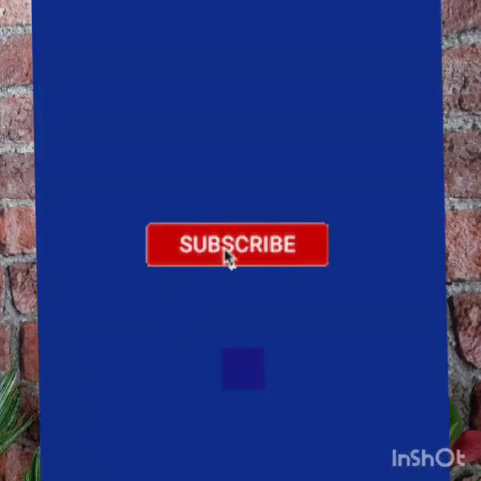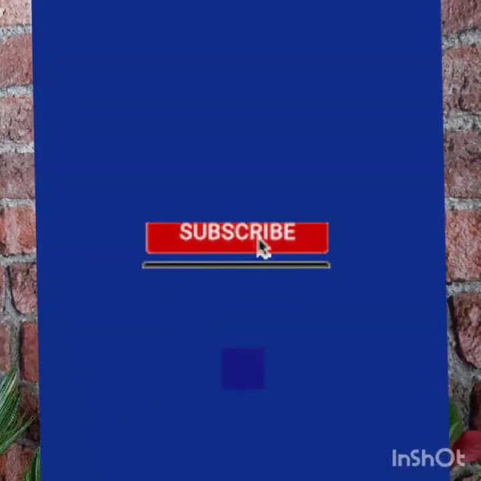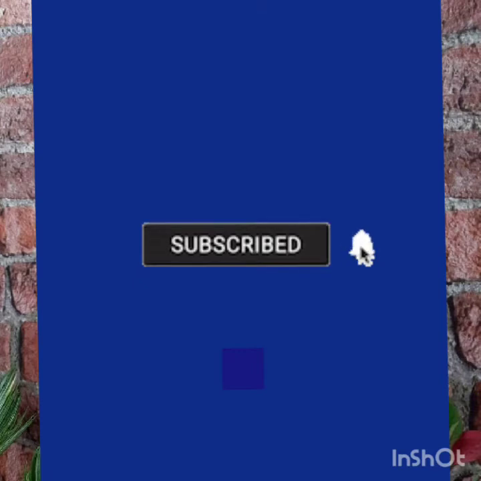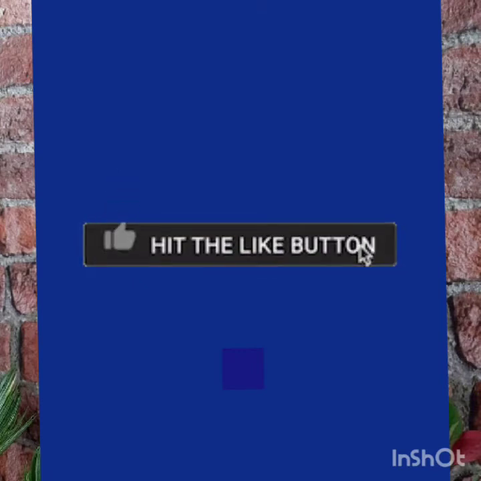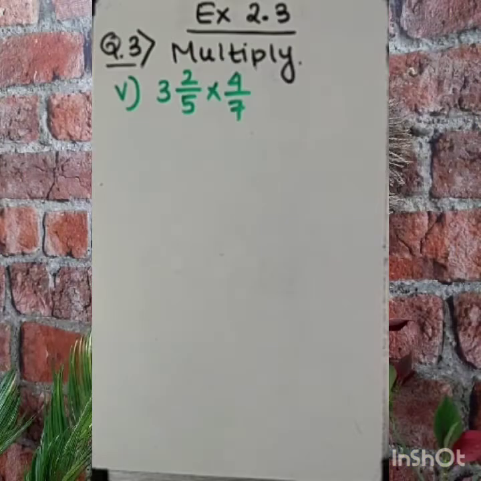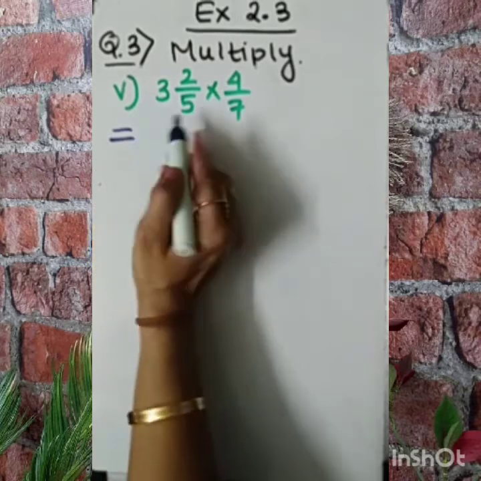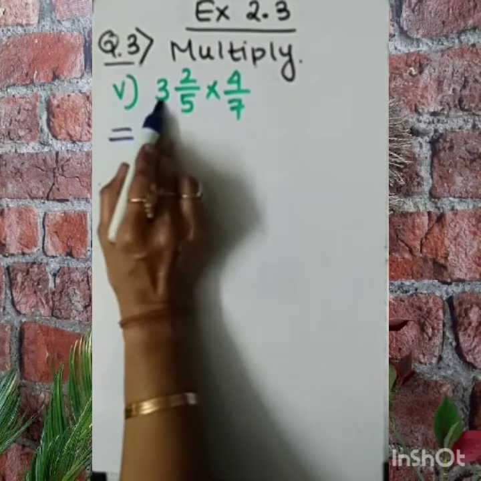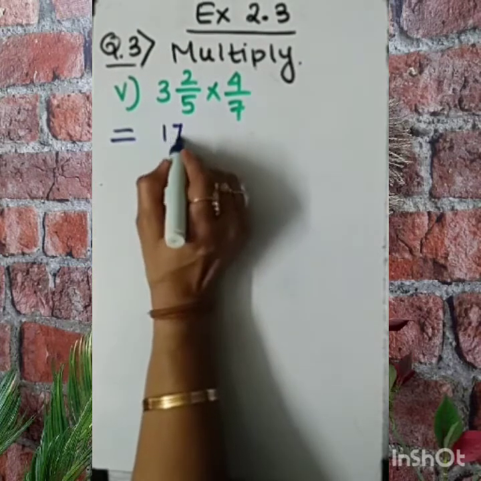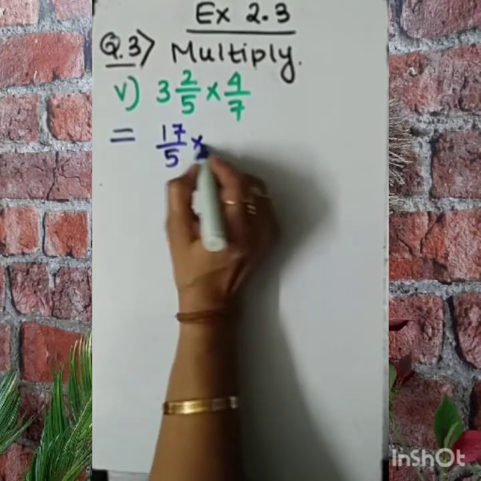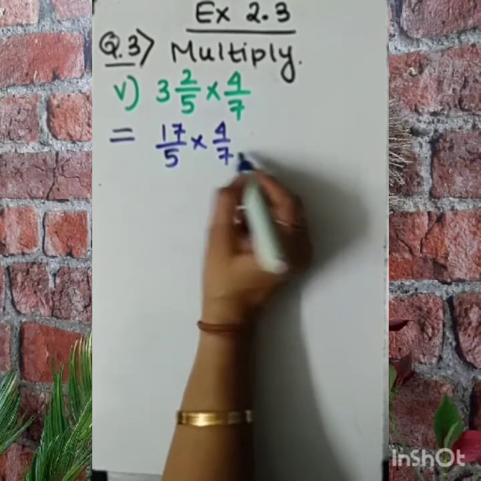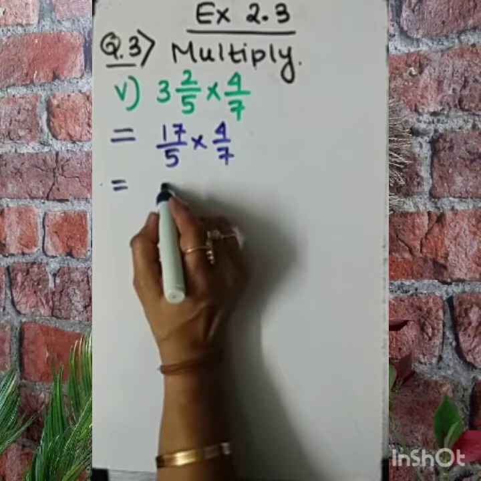Dear student, the fifth one is on the screen: 3 2 by 5 into 4 by 7. We are given 3 2 by 5 into 4 by 7. Converting, 3 5s are 15, plus 2 is 17 by 5 into 4 by 7. In that case also nothing is common.